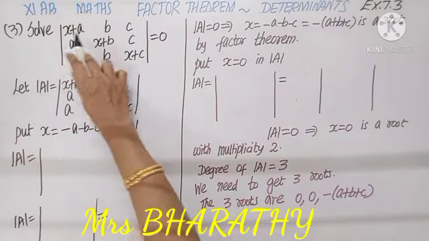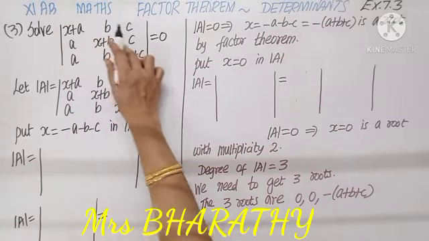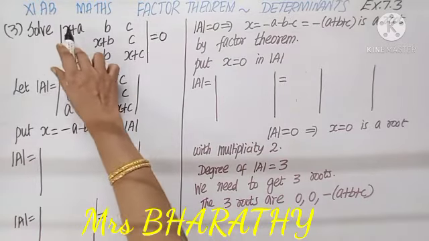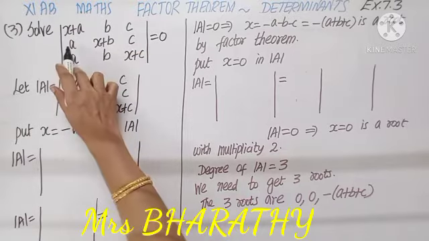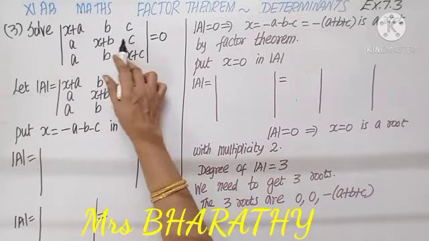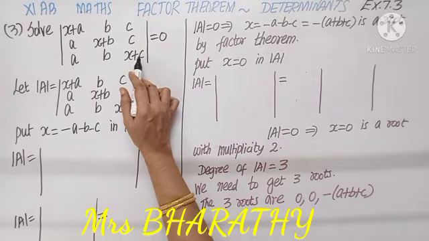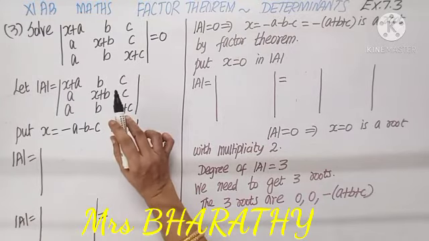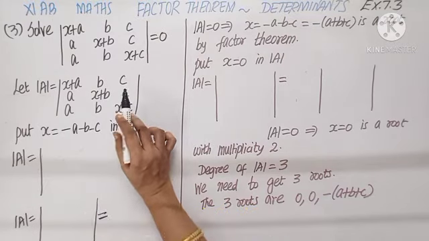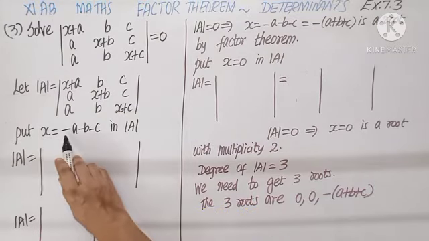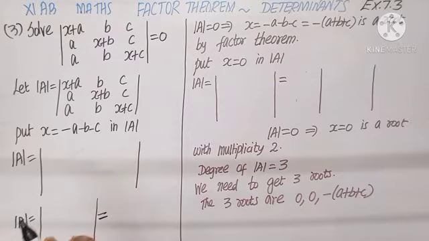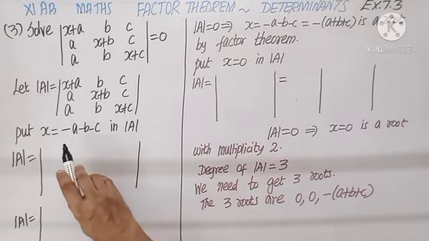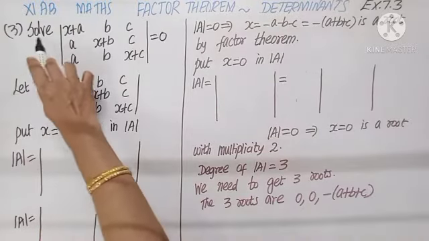As I look out, if I add the columns, I get x plus a plus b plus c here, here also x plus a plus b plus c, and here also x plus a plus b plus c. If I put x plus a plus b plus c equal to 0, I get x is equal to minus a minus b minus c. This is a clue that helps when the question is solved.